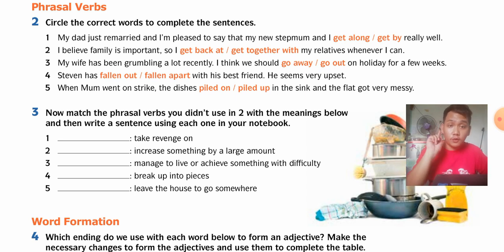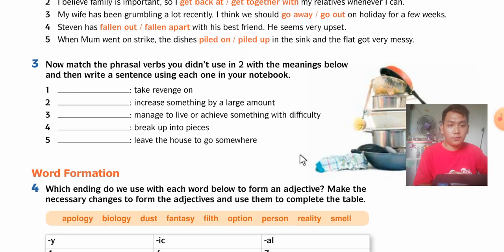Alright, so for number 1, 2, 4, and 5, you just need to choose from the words that you did not use in 2, 3, 4, and 5 in the second exercise. Alright, okay, I give my trust to you. You should give it a go.